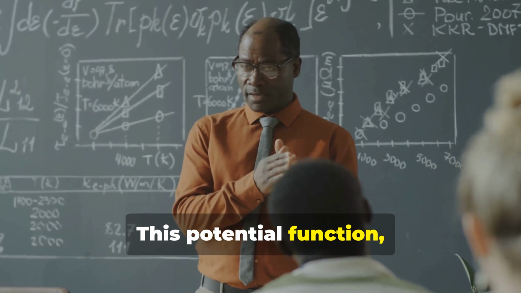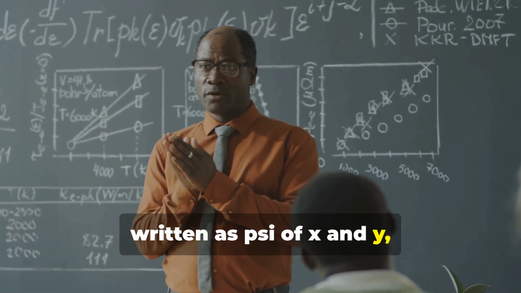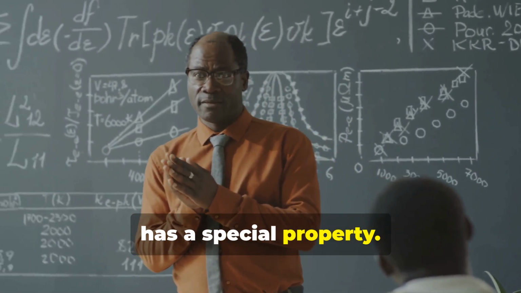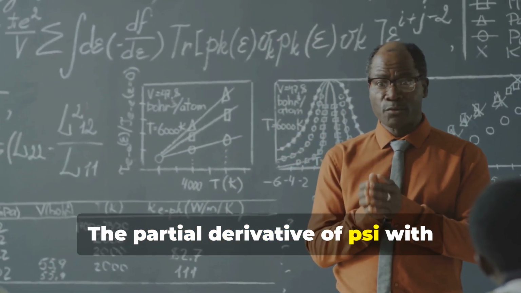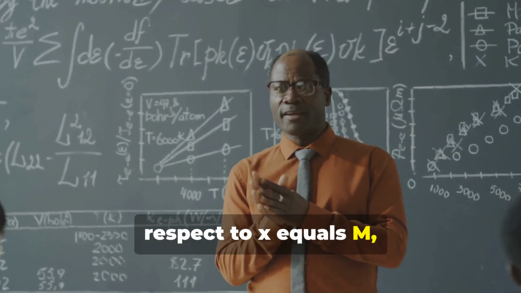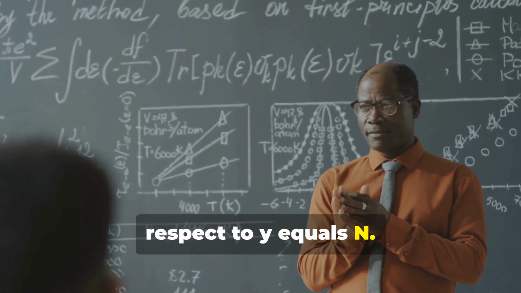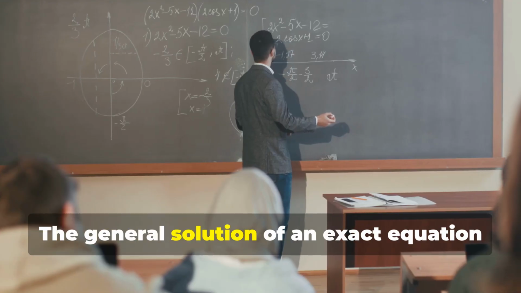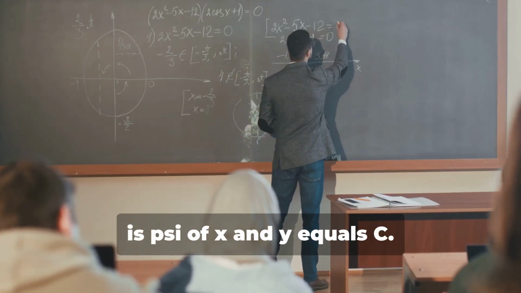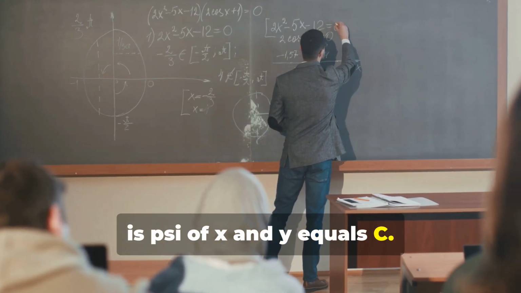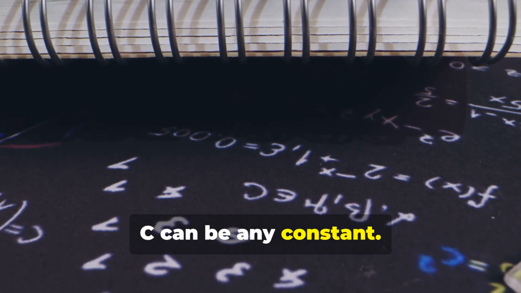This potential function, written as psi of x and y, has a special property. The partial derivative of psi with respect to x equals M, and the partial derivative of psi with respect to y equals N. The general solution of an exact equation is psi(x,y) equals C. C can be any constant.